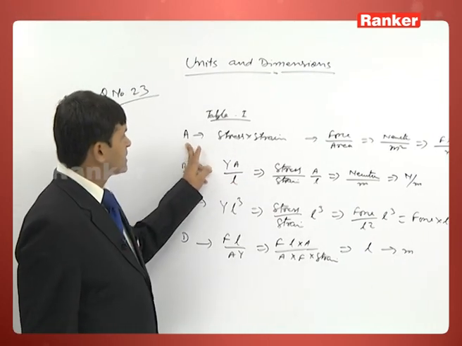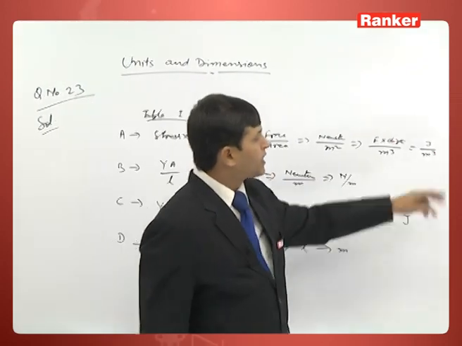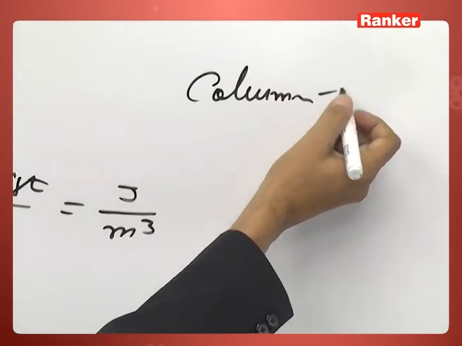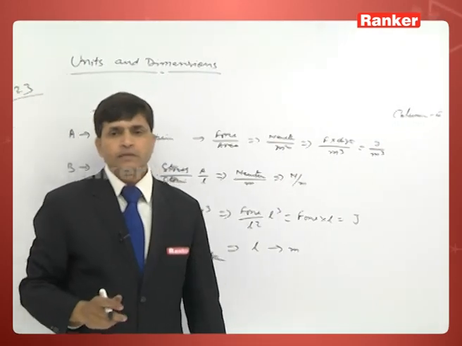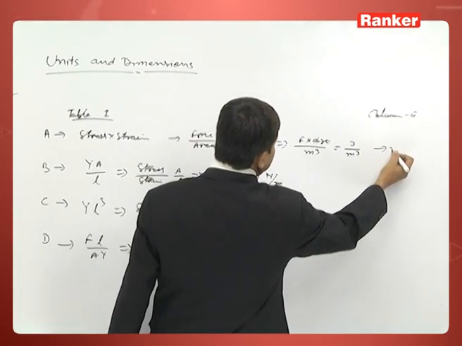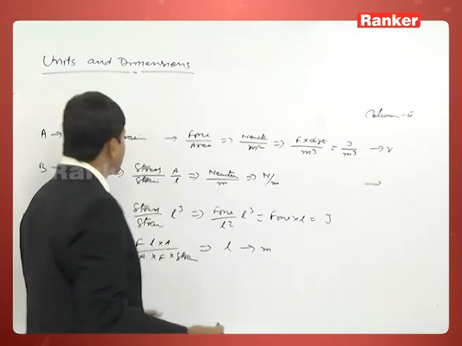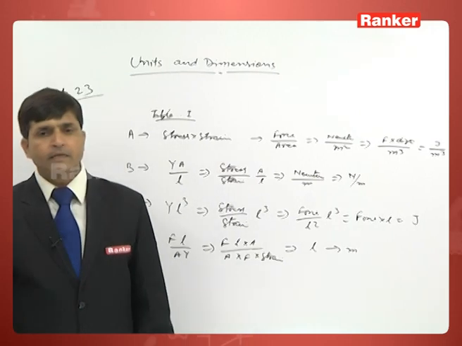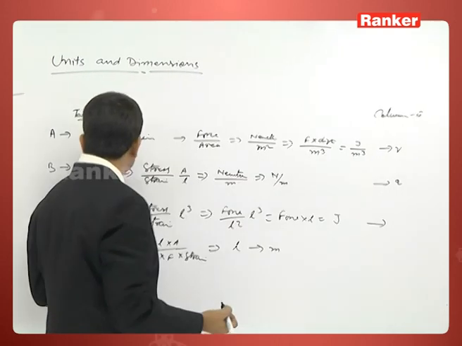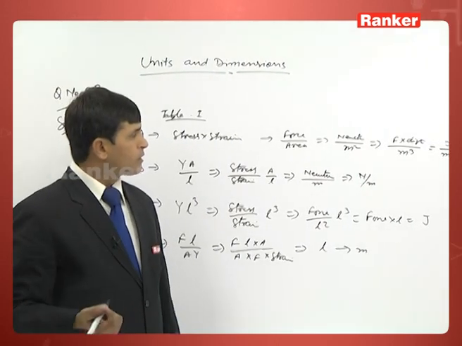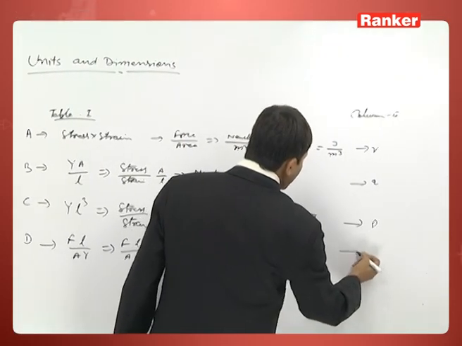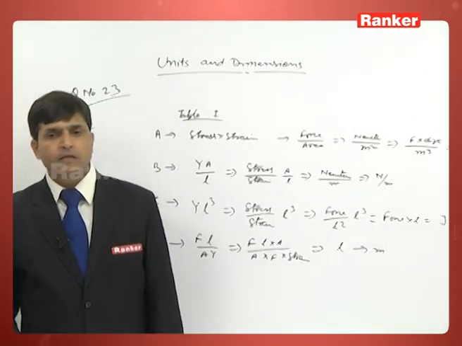So see the first option, stress into strain, joule per meter cube. If we look at column 2, joule per meter cube is in option R. So this is R. Similarly, Newton per meter in column 2 is Q, and in column 2, J is your nothing, option P, and meter is option S.